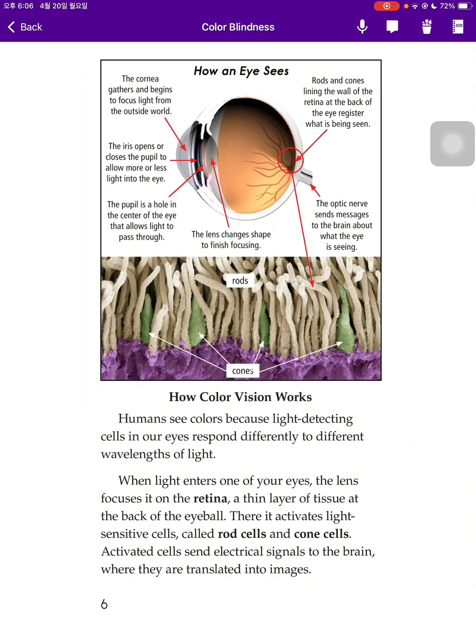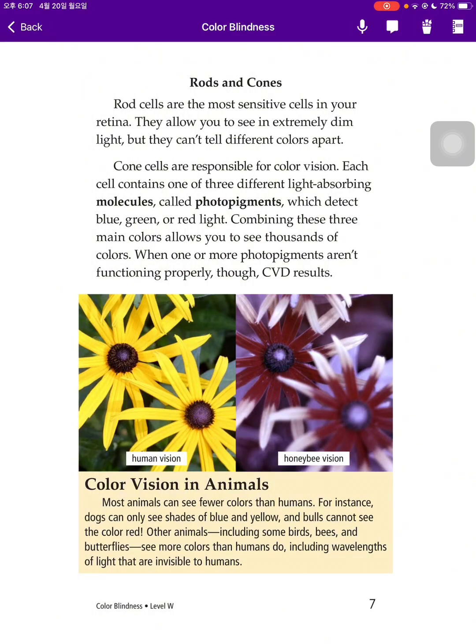How color vision works. Humans see colors because light-detecting cells in our eyes respond differently to different wavelengths of light. When light enters one of your eyes, the lens focuses it on the retina, a thin layer of tissue at the back of the eyeball. There it activates light-sensitive cells called rod cells and cone cells. Activated cells send electrical signals to the brain, where they are translated into images.